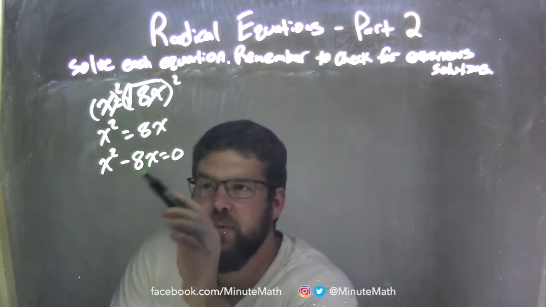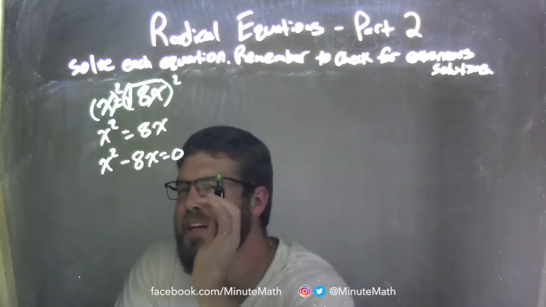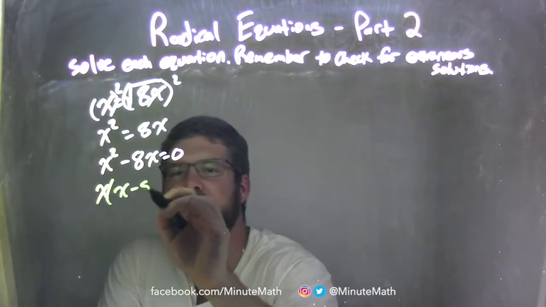So if x squared minus 8x equals 0, now I need to factor that. And this one's actually pretty easy. All I have to do is pull out an x. So I have x times x minus 8.